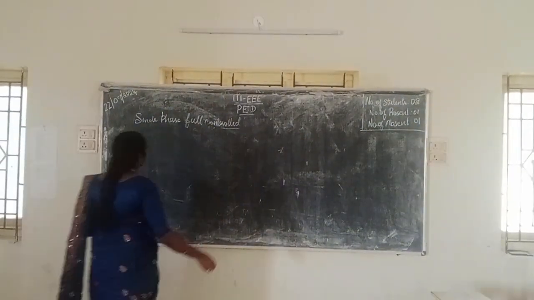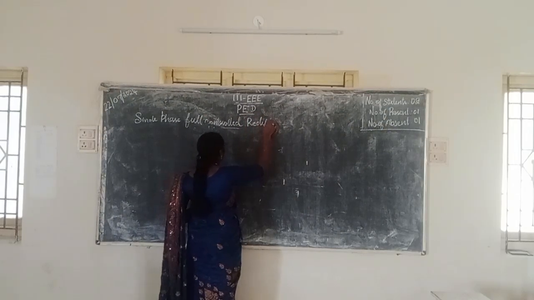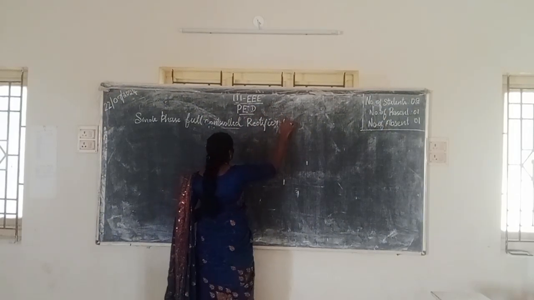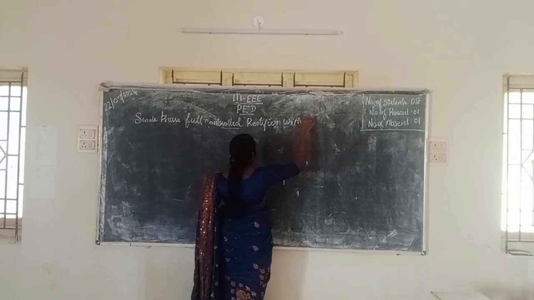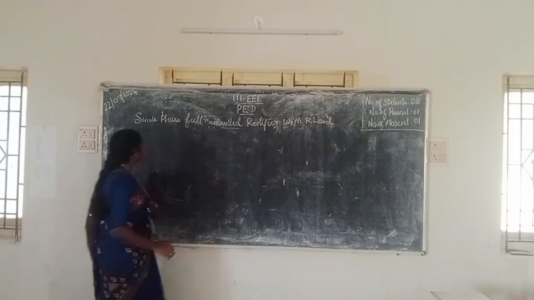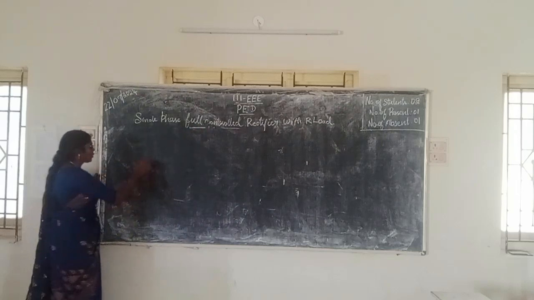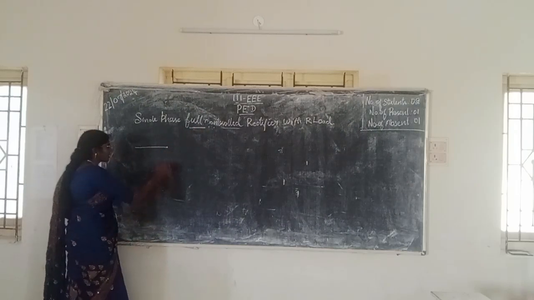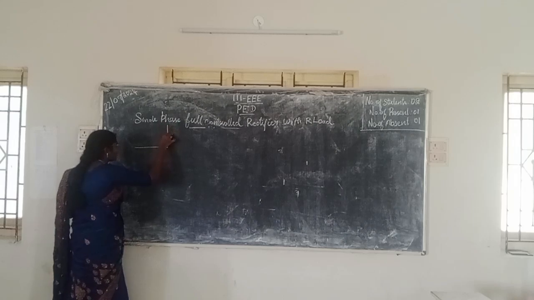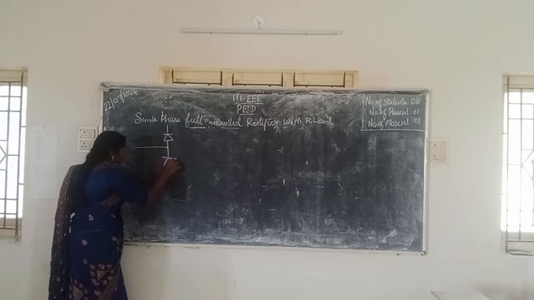The next is the single phase full control rectifier with R load. So for R load we have seen the full control rectifier. We are going to give an AC supply, and we will be using 4 thyristors.